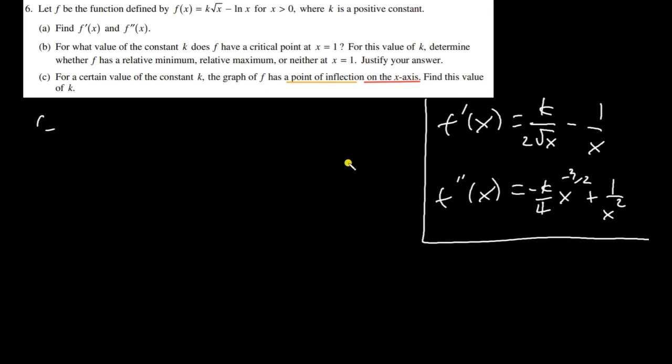So the first bit of information, the point of inflection, means that the second derivative is going to be equal to 0. So when the second derivative is equal to 0, that's when we have an inflection point. So I'll say that f double prime of x equals 0, okay? Actually, let me do it in orange.